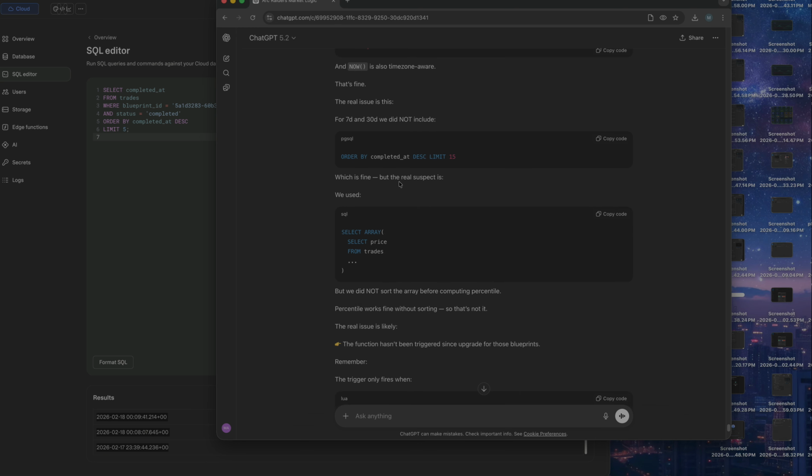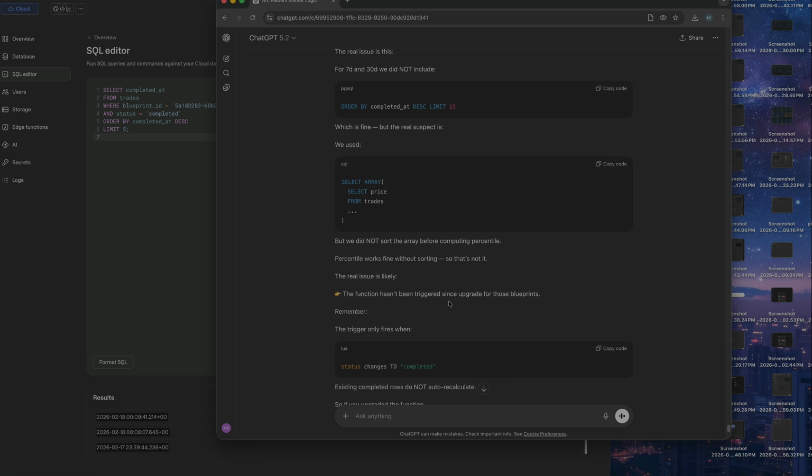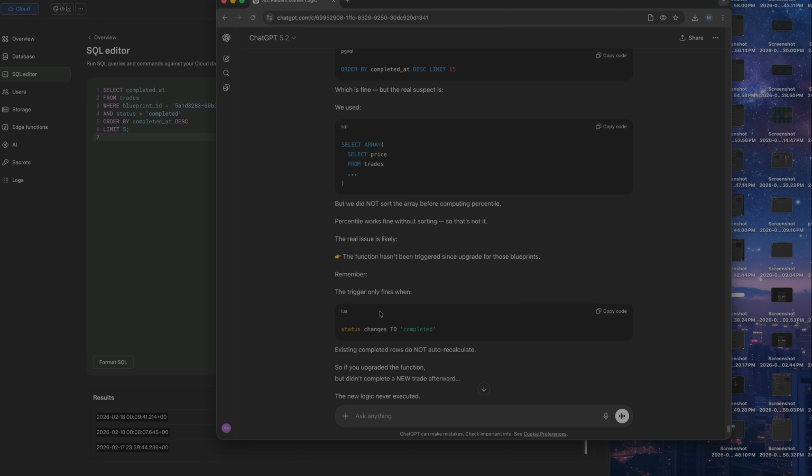Okay. So it's telling us the likely issue is in the upgrade function for 7 days and 30 days we did. But there are several things. You compiled the column as timestamp with time zone now. If time zone, where, and it's fine. The real issue is 7, they did not include. Which is fine, but the real suspect is we use the suspect area.